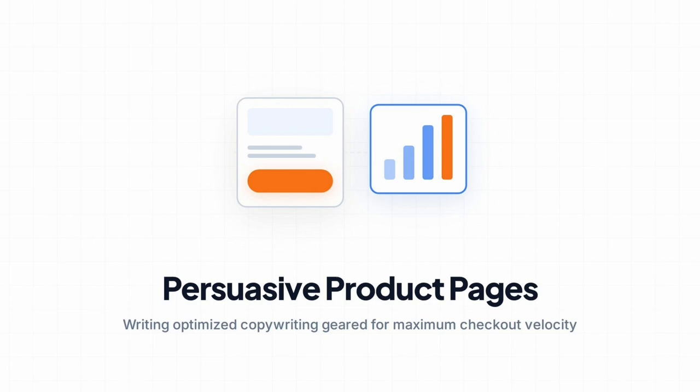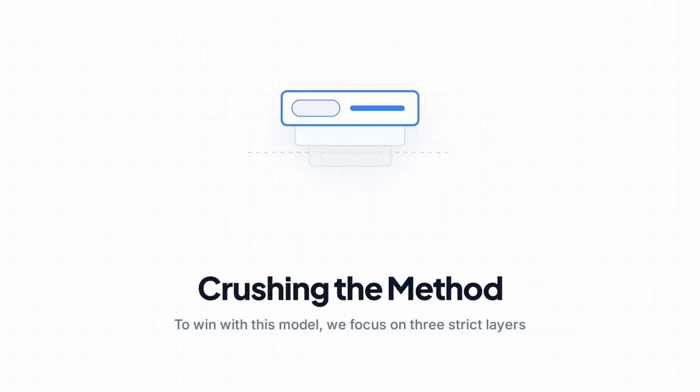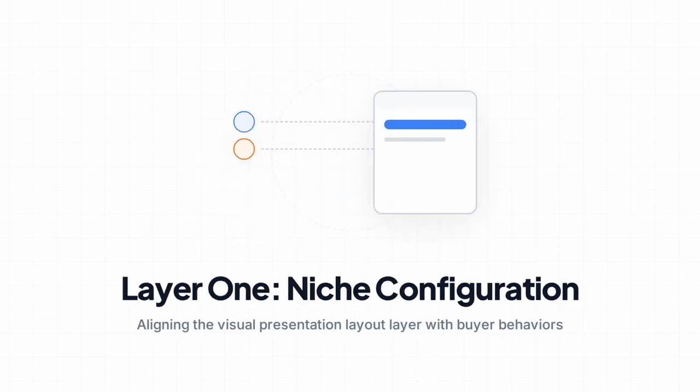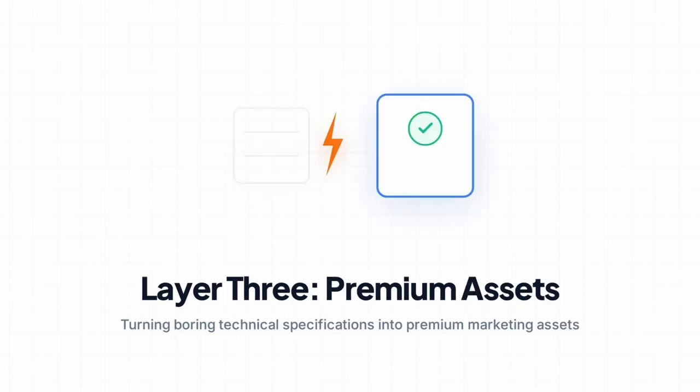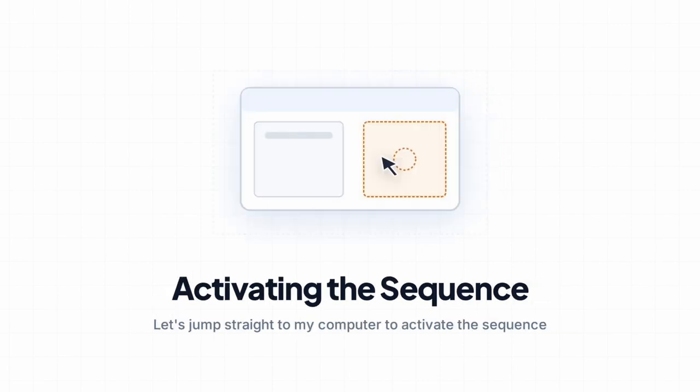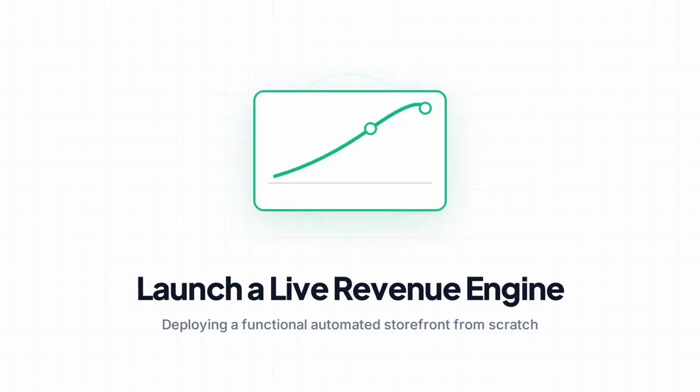Now, to make this method work, we focus on 3 key layers, right? So first, automated niche configuration to align the visual layout with the buyer behavior. Second, direct integration with global suppliers to provide fast shipping options. And third, leveraging advanced AI editing tools to turn basic supplier information from these products into premium marketing assets and highly converting landing pages. Now, let's jump straight over to the computer and launch one of these AI-powered Shopify stores from scratch.